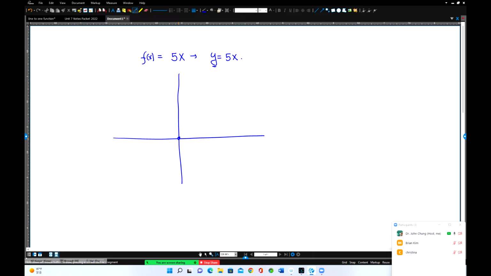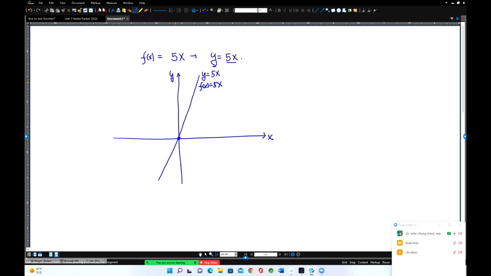We're going to use the y-intercept. The y-intercept is 0, so the slope is what? 5. Very steep, right? This is y equals 5x. This is also f of x equals 5x. That's the original function there.